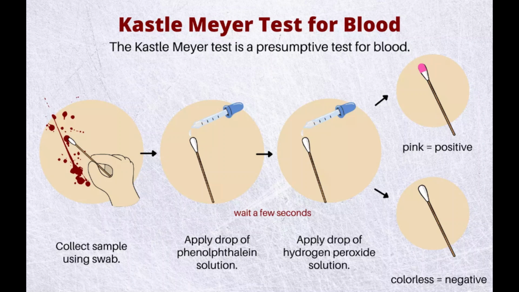After this, get another pipette, fill with phenolphthalein solution, and pour 2 drops on the cotton swab. After use, then discard the pipette. Lastly, get a final pipette, fill with hydrogen peroxide, and pour 2 drops on the cotton swab. If the cotton swab turns a pink color, then the sample is positive for blood. If the color fades, returning back to colorless, then the sample is negative for blood.